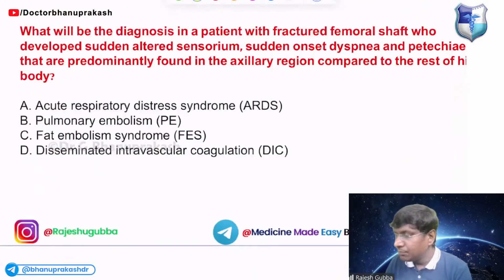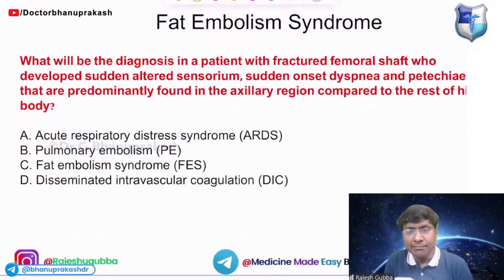Now, we'll move on to the next topic, that is fat embolism syndrome. Answer this: what will be the diagnosis in a patient with a fractured femoral shaft who developed sudden altered sensorium, sudden onset dyspnea, and petechiae that are predominantly found in the axillary region compared to the rest of the body? As we are discussing fat embolism syndrome, the answer should definitely be fat embolism syndrome.